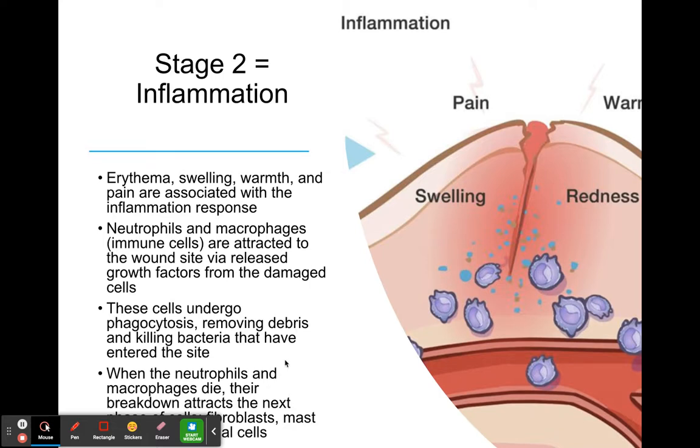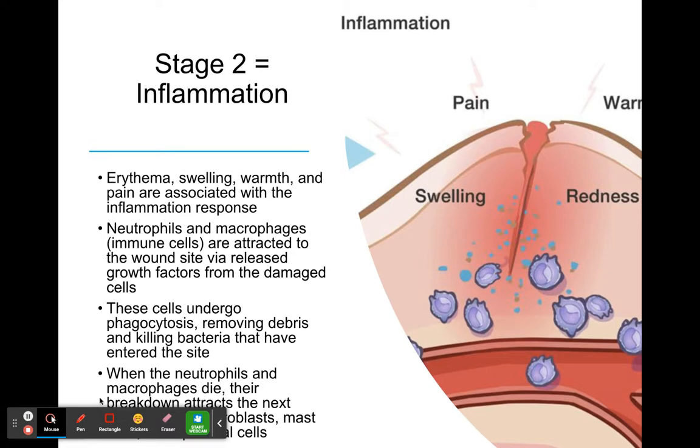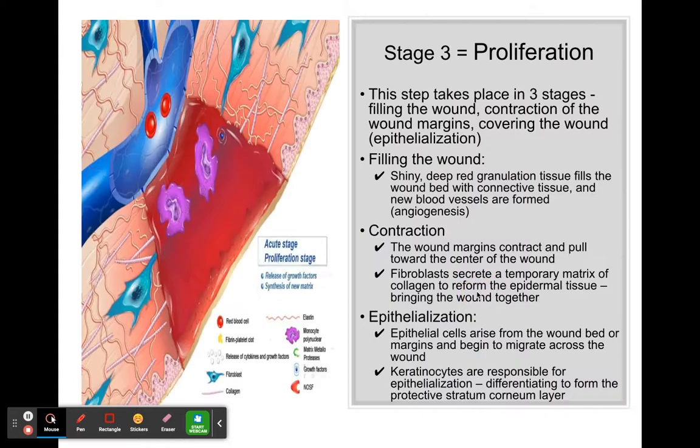Okay. So now when the neutrophils and macrophages die, after they do their job, they start breaking down, and then it attracts the next step. It's called fibroblasts, mast cells, and epithelial cells, which takes us to step three.